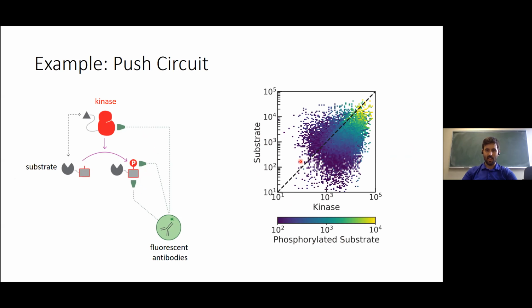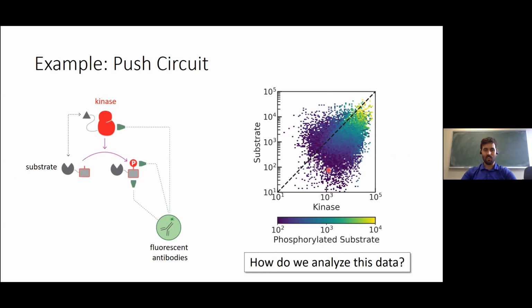And so if you look at this data, it's actually not obvious that this construct is even working, because you don't even know what it's supposed to look like. For example, you can see that as I increase the amount of kinase, the amount of phosphorylated substrate increases. But it's hard to separate that from the total amount of substrate. It could just be that as I increase the amount of substrate, I also get more phosphorylated substrate, because ultimately you need substrate to have phosphorylated substrate.